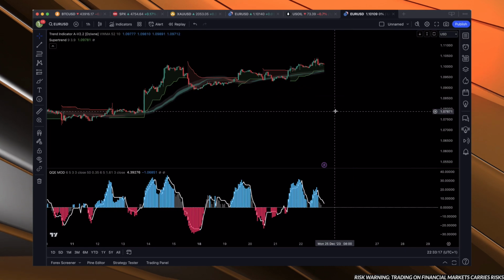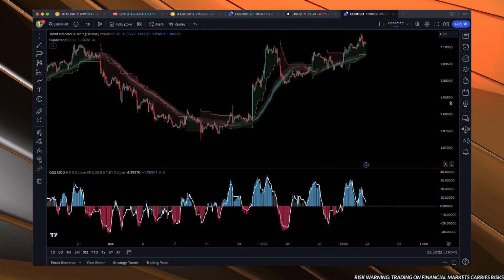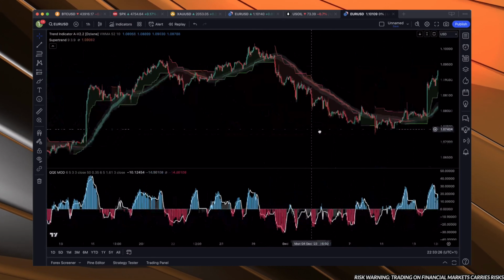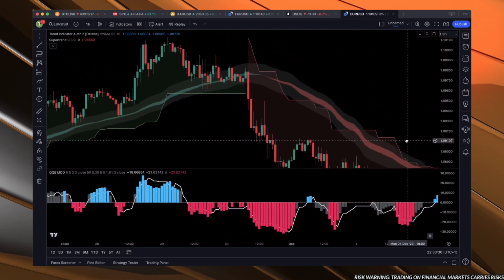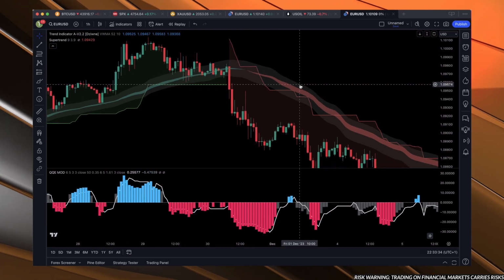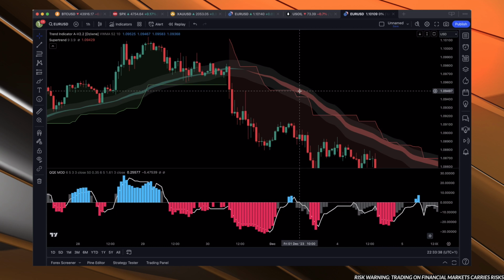Add it on the chart. Okay, so the conditions for sell and buy trades are as follows. Let's check the first example over here. The first thing we need to see is that the ribbons from the trend indicator need to be red if we are discussing the sell trade.